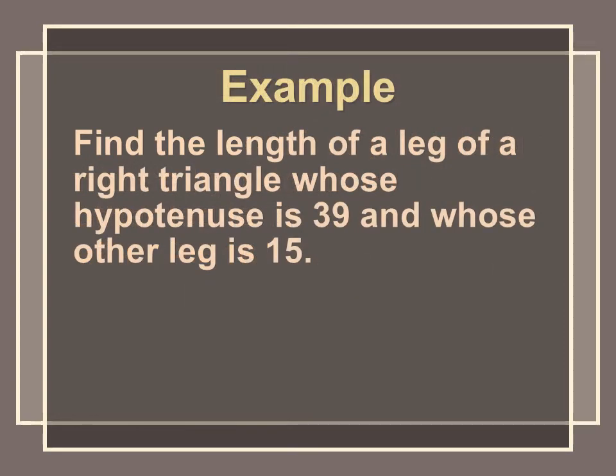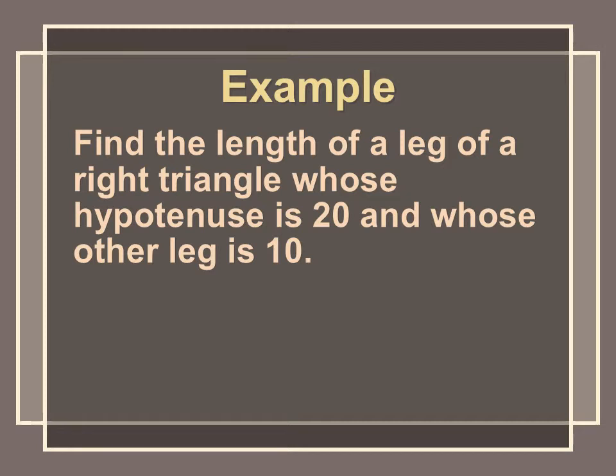Go ahead and try this one on your own. You're going to find the length of the leg of a right triangle whose hypotenuse is 39. So that means C is 39, and whose other leg is 15. So you can let that leg be B. So C is 39 and B is 15. So go ahead and use A squared plus B squared equals C squared to find out what A is going to be. You should have gotten 36.